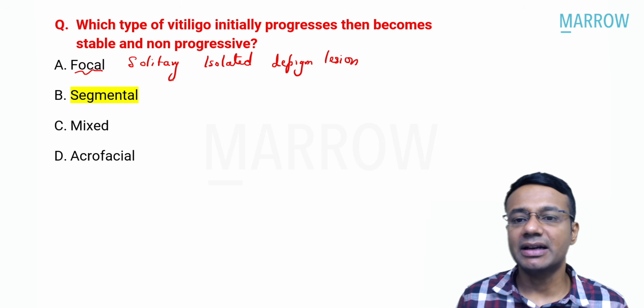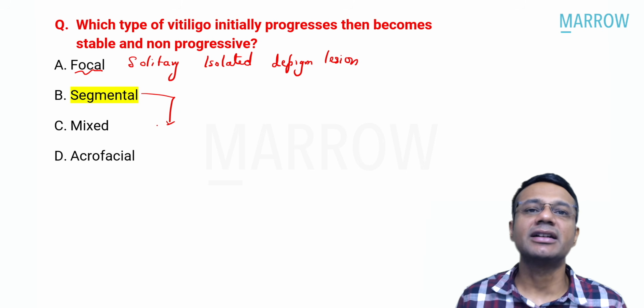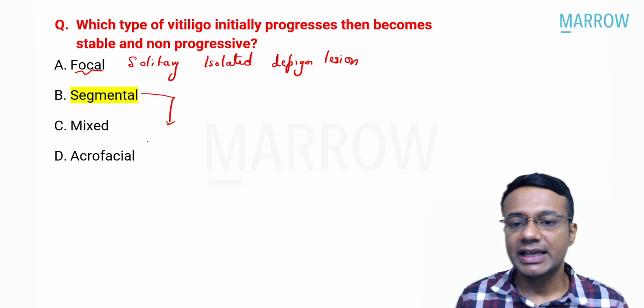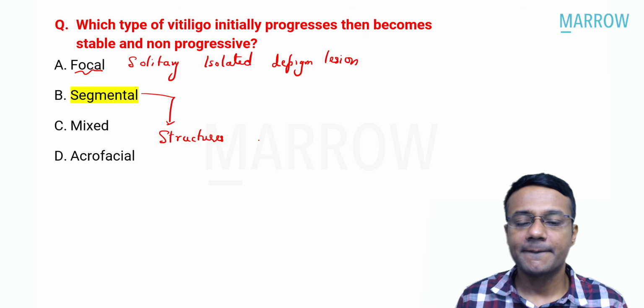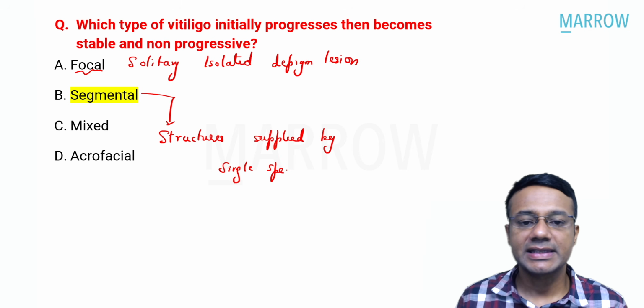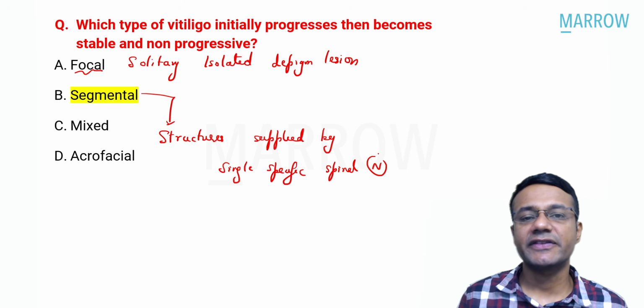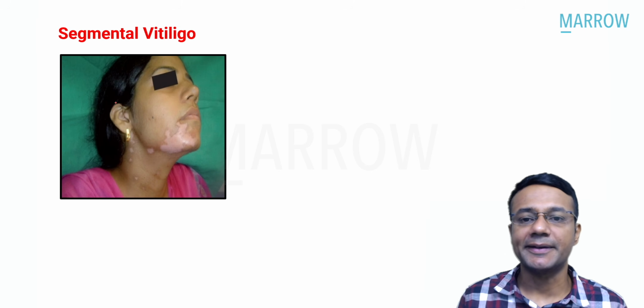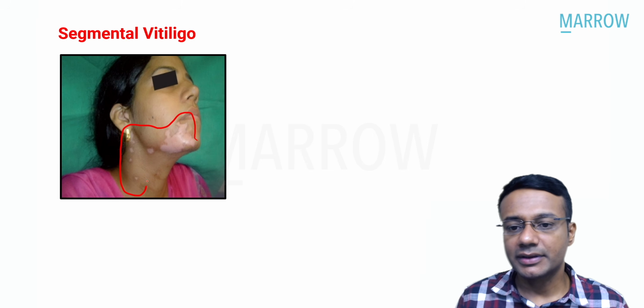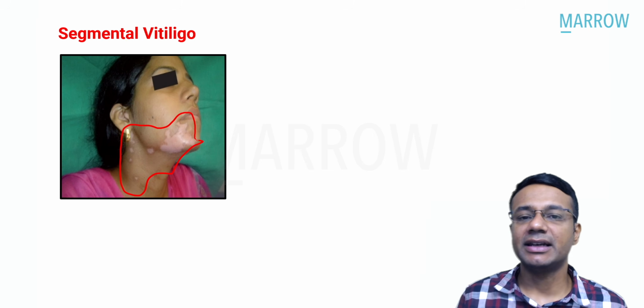When I'm talking about segmental vitiligo, what is a segmental lesion in dermatology? A segmental lesion is one which involves structures supplied by a single specific spinal nerve. So the structures which are supplied by a single specific spinal nerve are referred to as segmental. Now, this is segmental vitiligo, which follows a specific spinal nerve distribution.